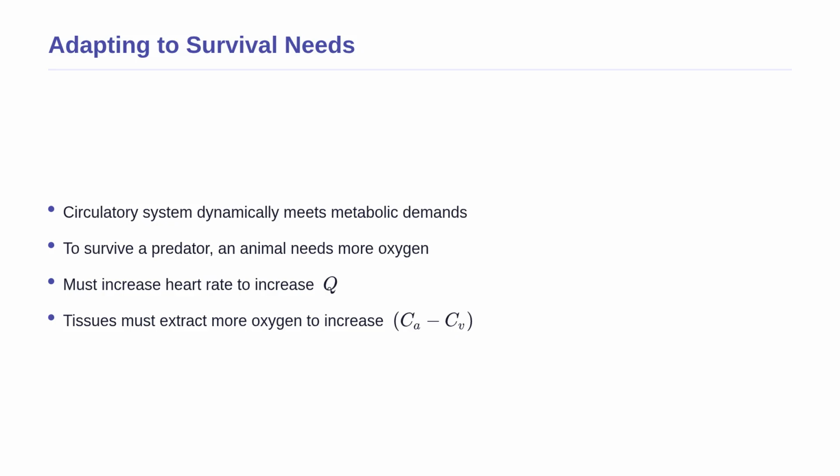According to the Fick principle we just derived, the animal has 2 choices to survive. It must either increase its heart rate to increase the total blood flow, or its tissues must extract more oxygen from the blood, increasing the difference between the arterial and venous concentrations. Usually, the body does both simultaneously.